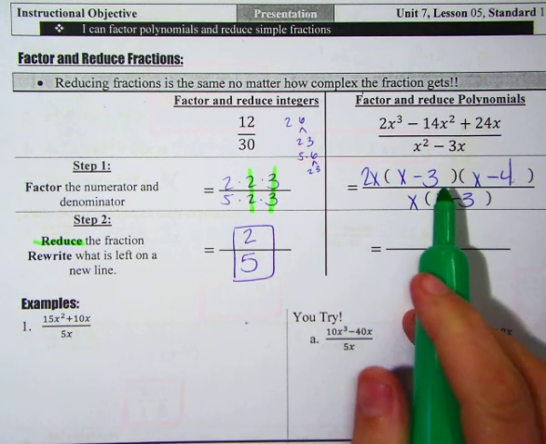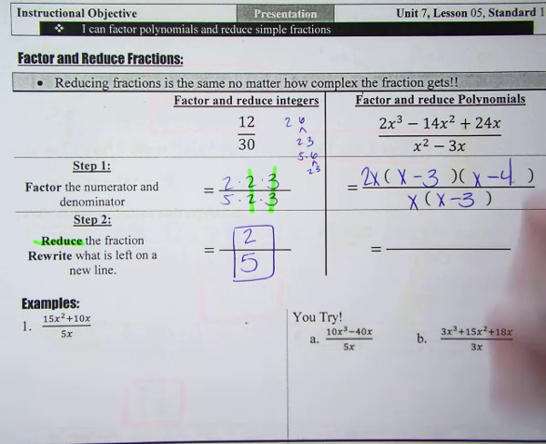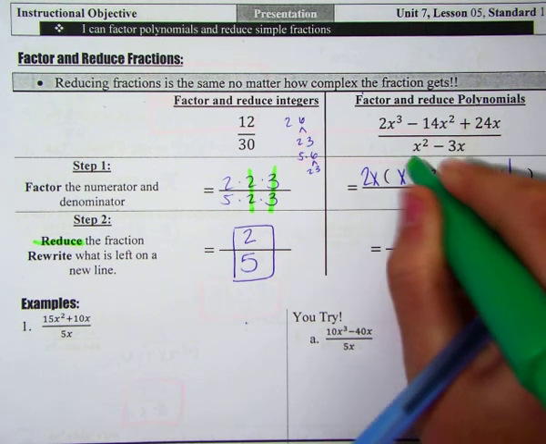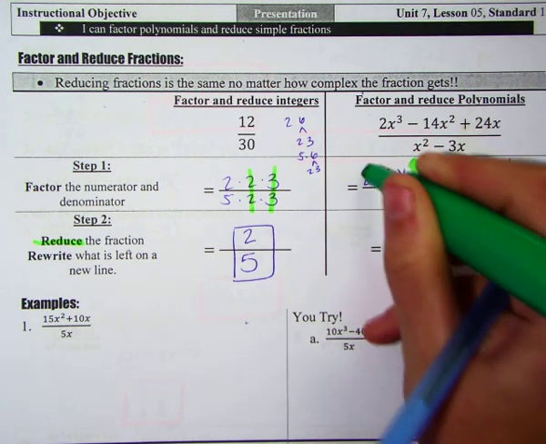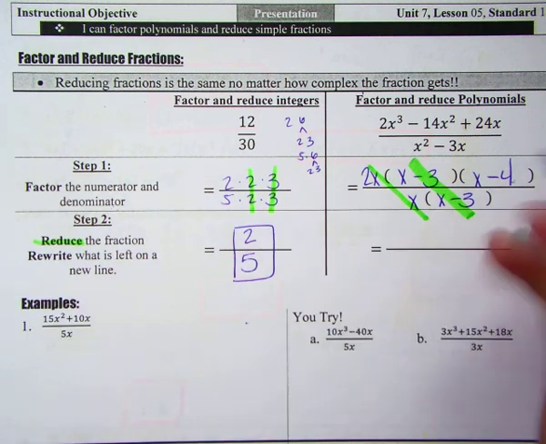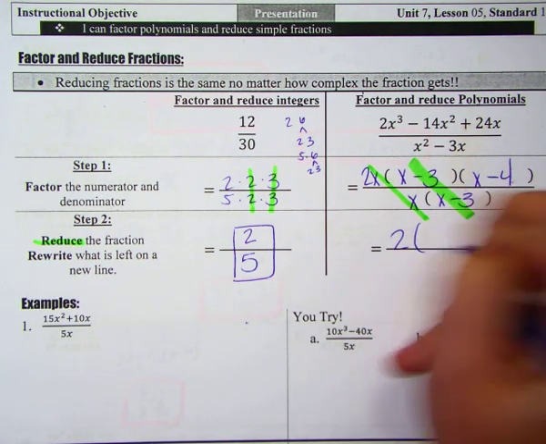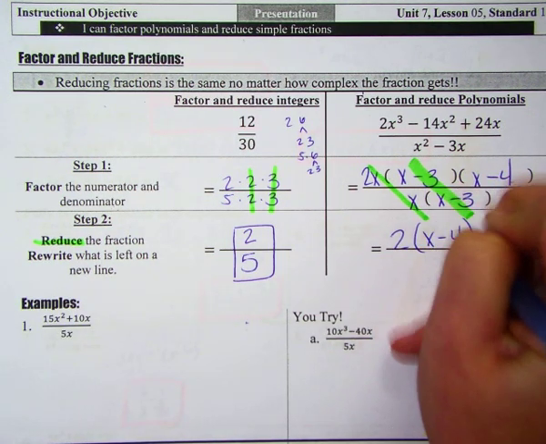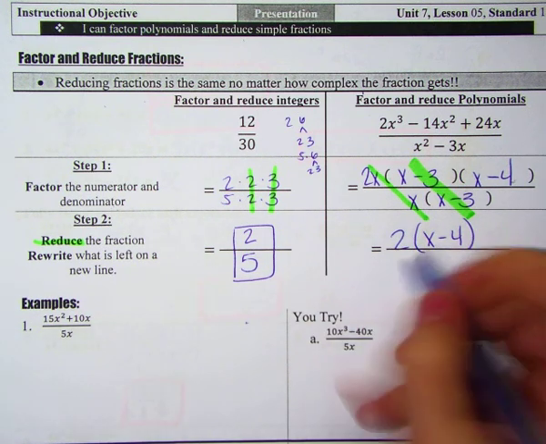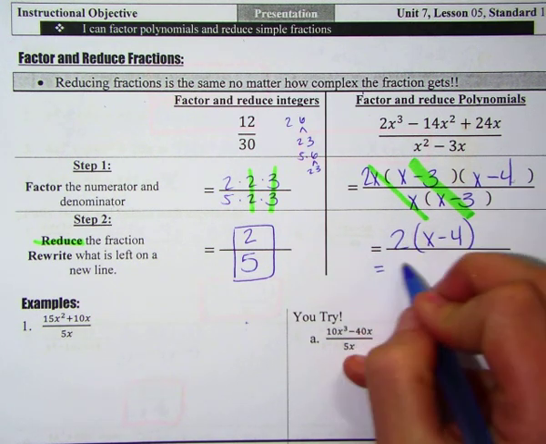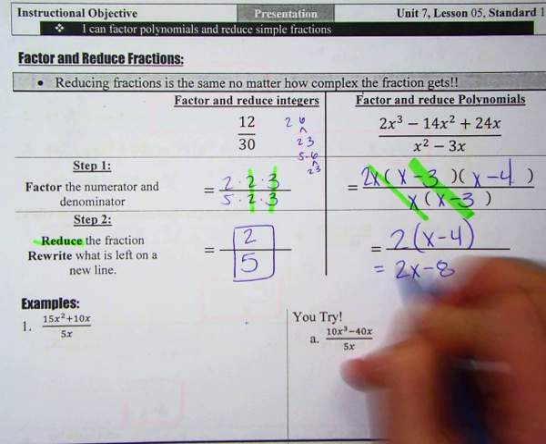Now that we've factored it, we're going to reduce the fraction, so anything divided by itself is 1. And we'll rewrite what's left: 2 times the quantity x minus 4. Because we're simplifying this, we should distribute it back in: 2x minus 8.